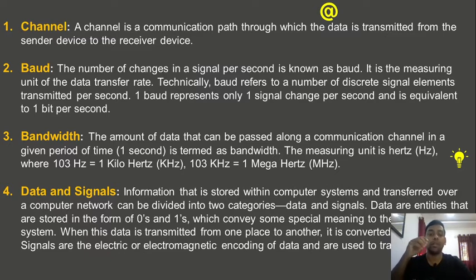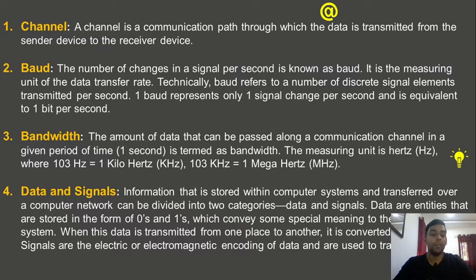Then it is a measuring unit of data transfer rate. Technically, baud refers to the number of discrete signal elements transmitted per second. That means one baud represents only one signal change per second and is equivalent to, of course, bit per second. Bit per second means one bit transmitted per second from the sender to the receiver, and baud is equivalent to BPS, bits per second. Baud is the technical term. That's the difference. The most commonly used term is BPS, bits per second.